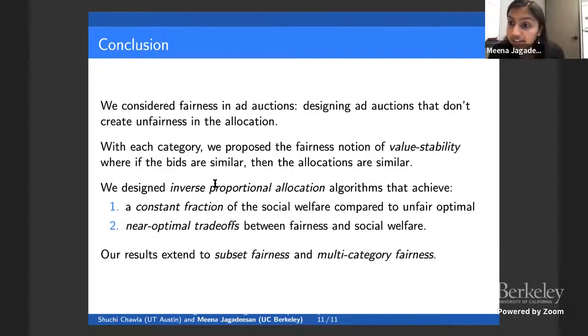So we could naively apply this for every slot and get some sort of guarantee, but it's not clear that when you restrict to every ad being shown at most once, this is going to be the right auction format. So in this work, we focused on single ad slots, but that would be a very interesting direction for future work.